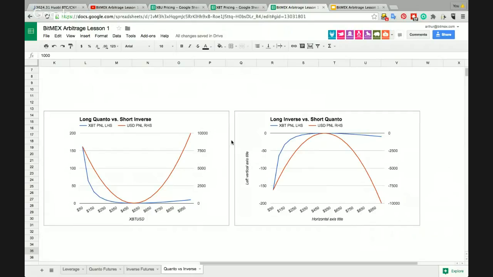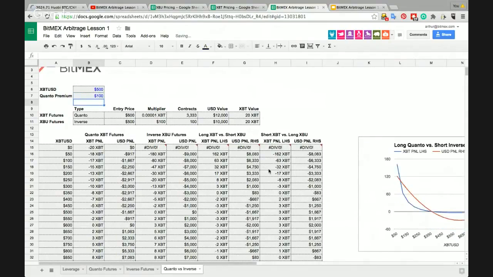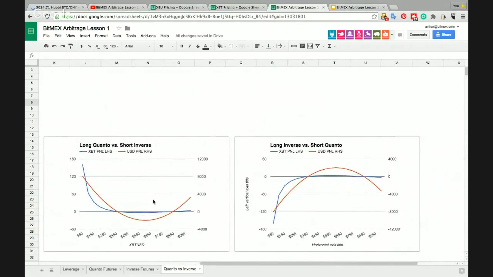It basically means nonlinear returns as the price moves in the extreme in either direction. Now that we know it's better to be long a Quanto contract and short an inverse, that doesn't mean the market is going to present us with a situation where each contract is trading at the same price at the same time. As I said before, you will usually find that a Quanto contract will trade at a premium to an inverse contract. So let's put in a premium of, say, $100. Now we see these graphs shift.